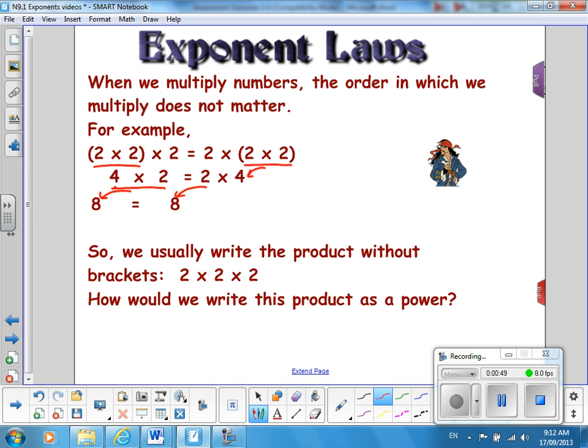So we usually write the product without brackets. It's just 2 times 2 times 2. How could we write this product as a power? So this is repeated multiplication. Our base is 2, and the 2 repeats 3 times. So it'd be 2 to the exponent 3.